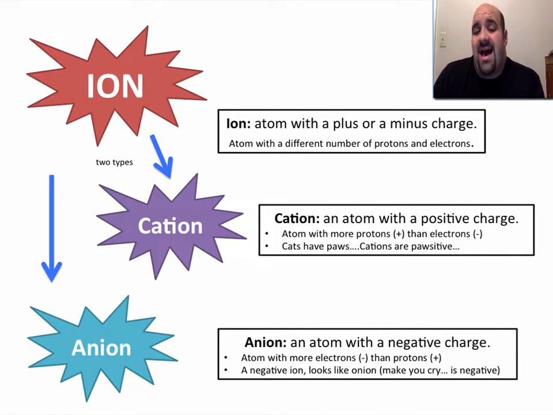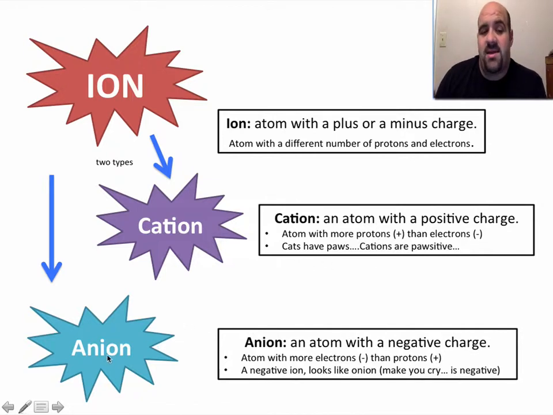A cation is going to be an ion with a positive charge. One way to remember this is there is a T in the word cation, kind of looks like a plus sign. That means the atom has more protons than electrons, so it's positively charged. Another mnemonic or bad pun is that cats have paws, and cations are positive. Hey, I told you the puns were going to be terrible.